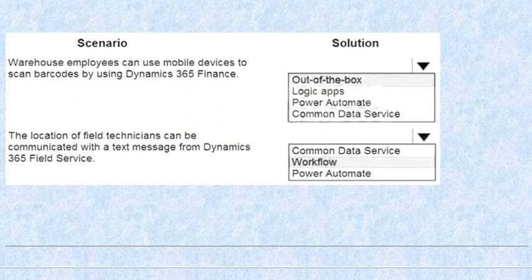Now, look for the correct answer. Scenario: warehouse employees can use mobile devices to scan barcodes by using Dynamics 365 Finance. The solution is out of the box. And our second scenario is the location of field technicians can be communicated with text message from Dynamics 365 Field Service. The solution is workflow.